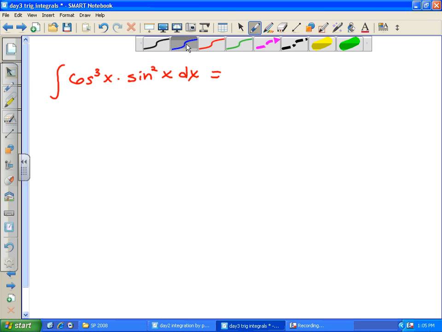I don't clearly see a cosine x dx or a sine x dx. So we're going to need to split something here, so we end up with a cosine x dx or sine x dx. Remember, that will be our du, and everything else will have to be written in terms of the other trig function.